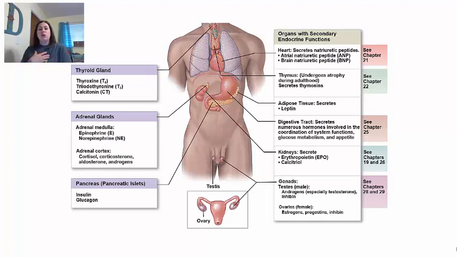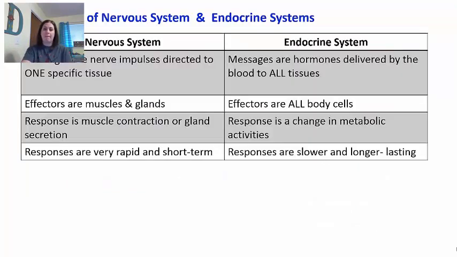We also see, if we go to the lower part of the body, you have the thyroid and the adrenal glands, as well as the pancreas. If you'll notice here on the right side of your screen, you'll see that there are organs with secondary endocrine functions. These are the ones like the heart, the thymus, even fat tissue, digestive tract, kidneys, gonads, which are the testes and ovaries. They are going to be discussed later in other chapters, and they'll tell you which chapters they will be. But it is important to note that there is some tissue in these organs that do release hormones.